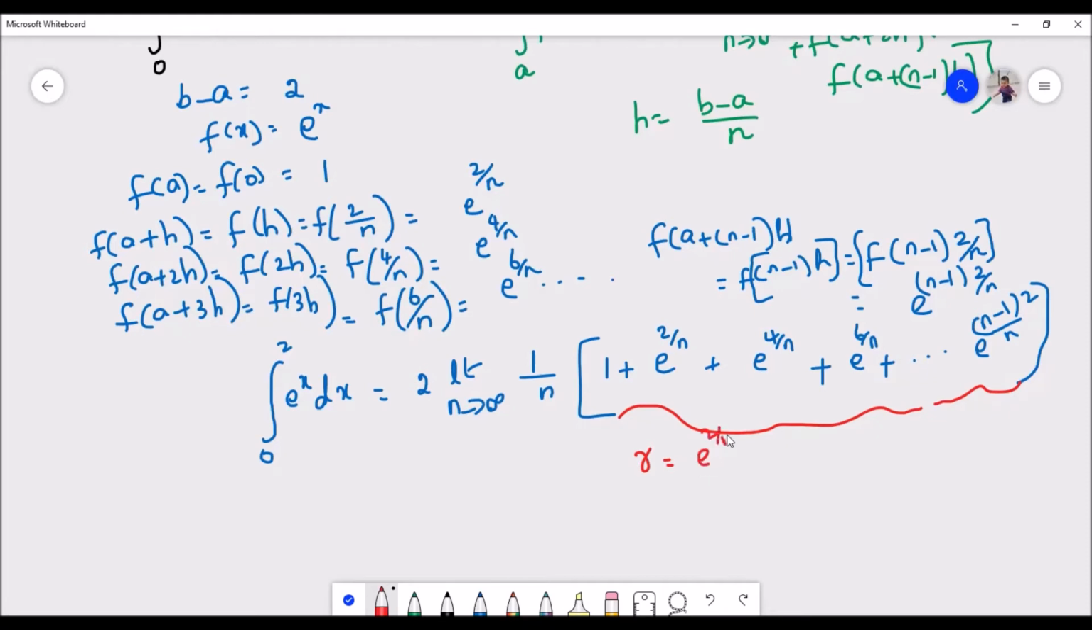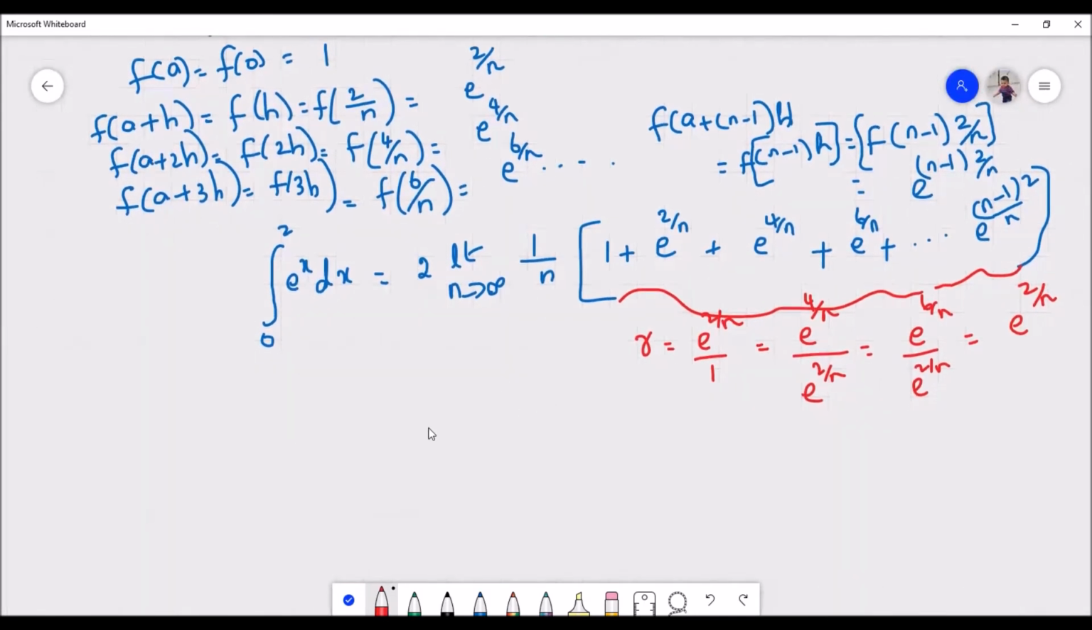e to the power of 2 by n divided by 1 is equal to e to the power of 4 by n divided by e to the power of 2 by n. One more term we can also check: e to the power of 6 by n divided by e to the power of 2 by n. So everything is giving the same common ratio, e to the power of 2 by n. So this given sequence is a geometric progression, and we need the sum to n terms formula. Because it is starting from the 0th term, even though n minus 1 is there, it is the sum to n terms formula.